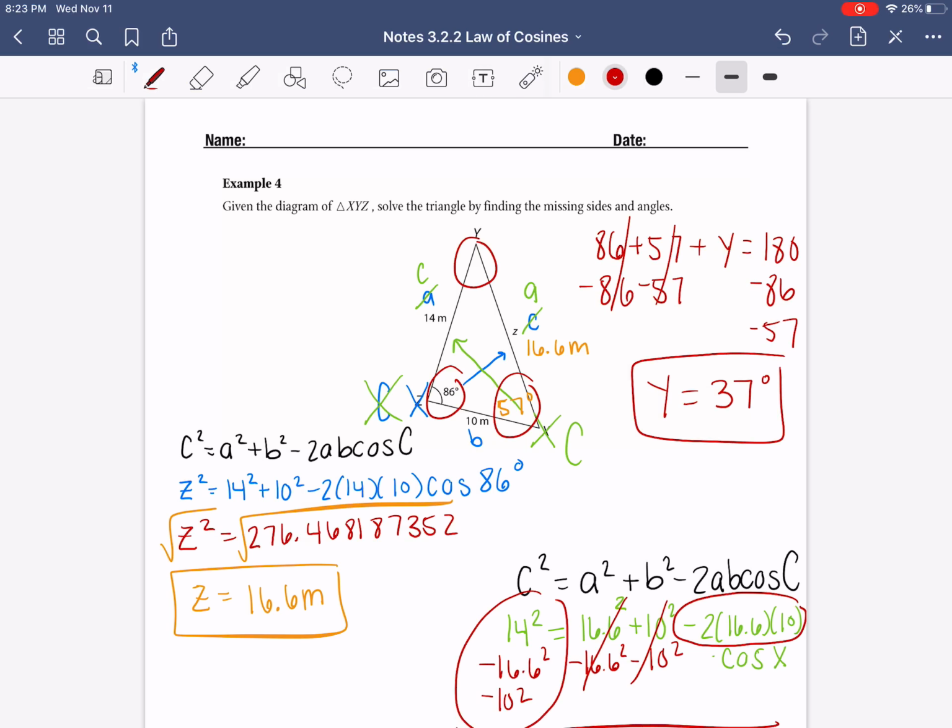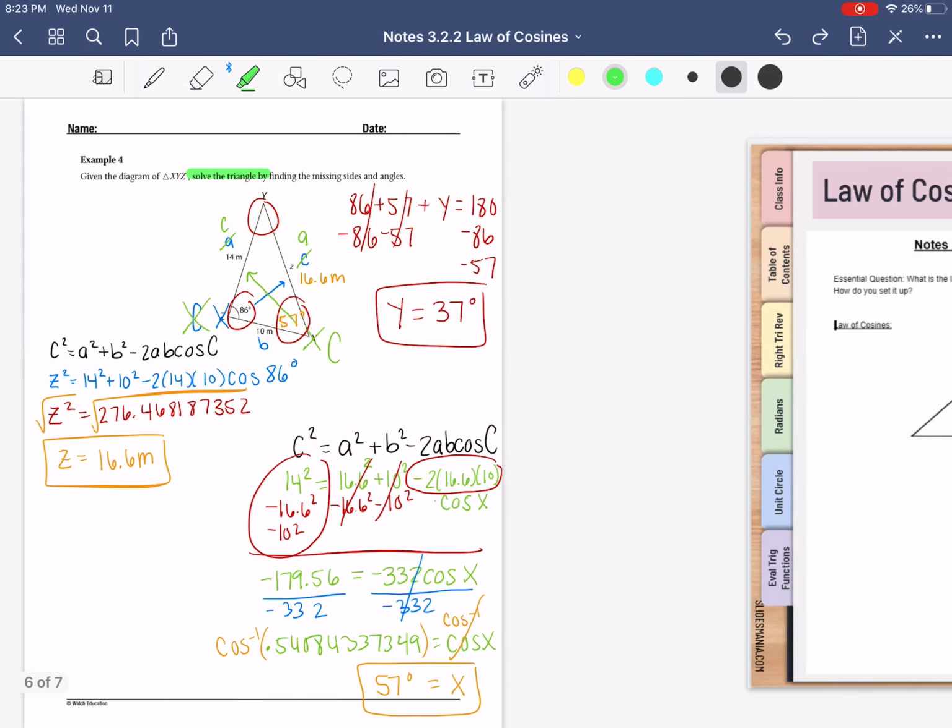So to recap, if it ever says solve the triangle, that means it wants you to find all 3 sides and all 3 angles. First we found the missing side right here. Okay, so we found that missing side, did the law of cosines. Then we found one of the angles. It could have been either one. We found x, doing all this work down here. And then we found our last angle by just knowing that they added up to 180 rather than doing the law of cosines again.